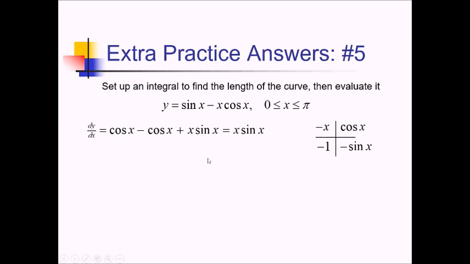And now I'm going to set up my arc length formula. So that's going to be the integral from 0 to pi in this case of the square root of 1 plus dy over dx squared, dx.